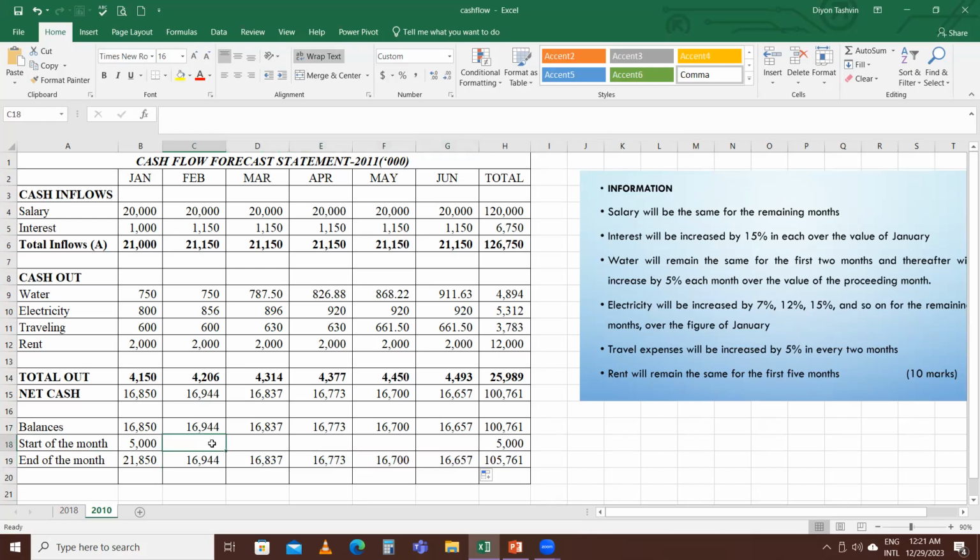Now let's start with the beginning balance. Beginning balance of February is the opening balance or the ending balance of the January month. January end will be the opening figure for the February month. Then you can drag it up to the month of June.